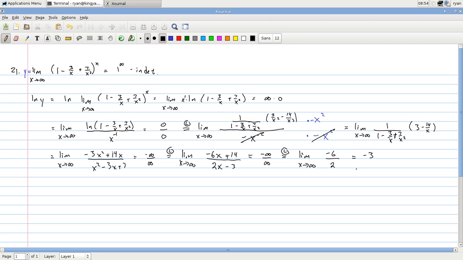Now we're not done, because remember, all of this was equal to the natural log of y. That is the natural log of the original limit. So right now we have natural log of y equals negative 3. So y, if we exponentiate both sides, gives us e to the negative 3. And that says that the original limit evaluates to e to the negative 3.